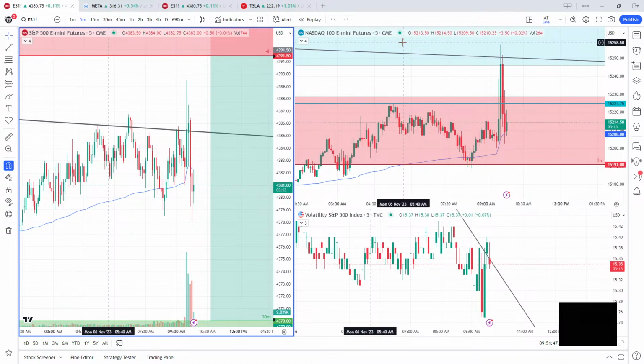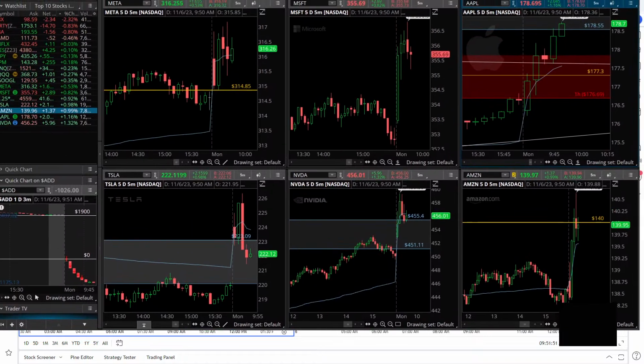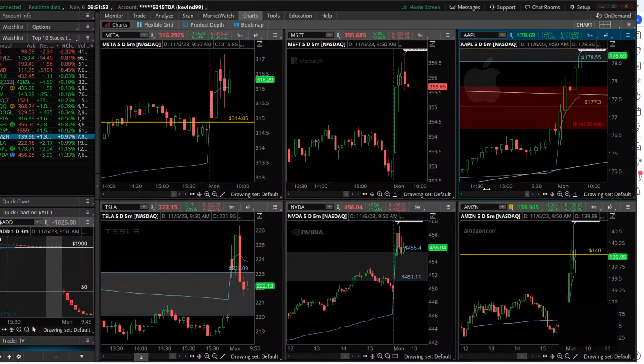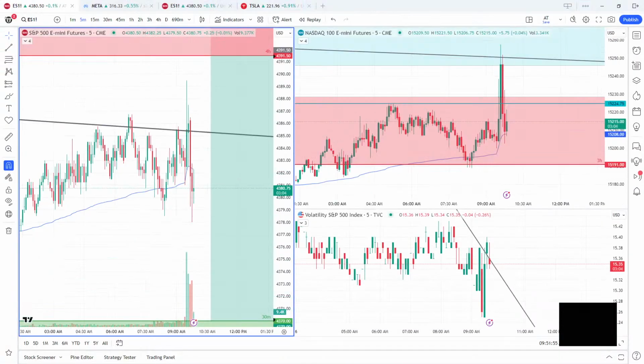Nice pump on Apple. Apple's such a great leader and a great clue to watch if you're trading NASDAQ. Tesla trying to push lower. What a fight between buyers and sellers today. Quite the Monday.